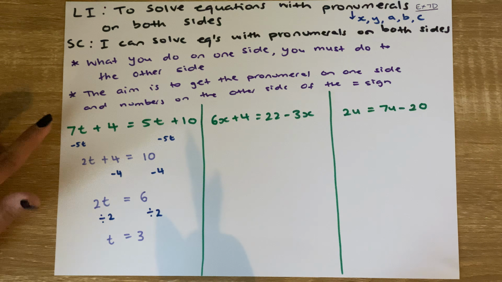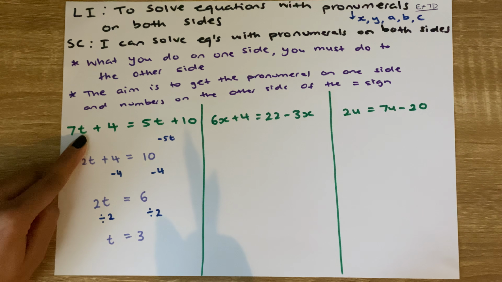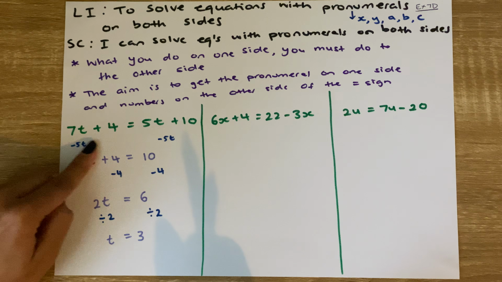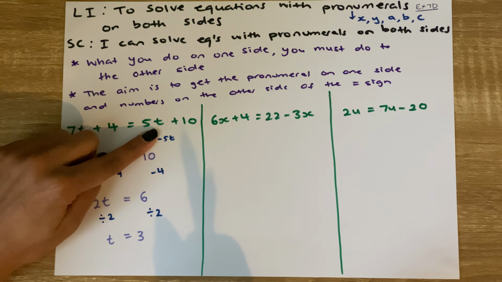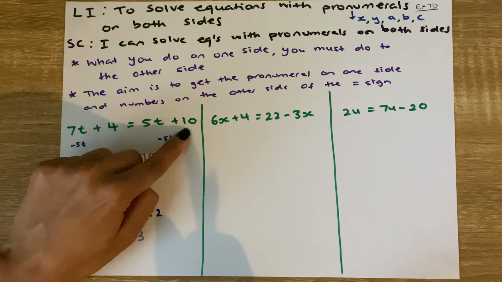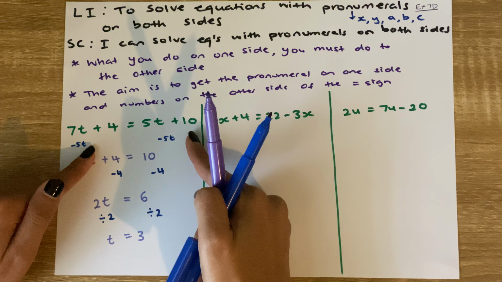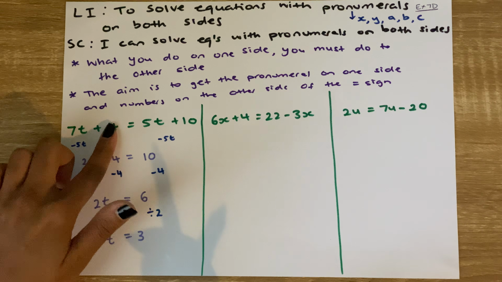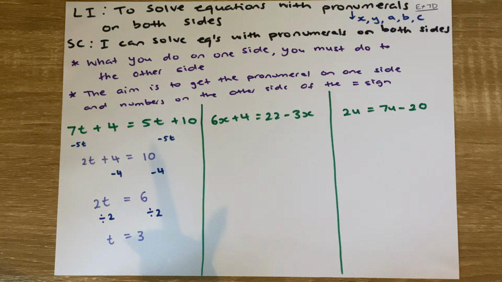And what we can do is we can check if we're correct. Okay, so instead of writing t, we're going to write the number 3. So 7 times t, 7 times 3 is 21. 21 plus 4 is 25. Okay, so our left-hand side equals 25. Let's check what our right-hand side is. 5 times 3 is 15. 15 plus 10 is also 25. So our left-hand side equals our right-hand side, which means that 3 is the correct answer. If I got different numbers on both sides, that would mean that I've done something wrong in this step here. So I need to go back and check my steps again.